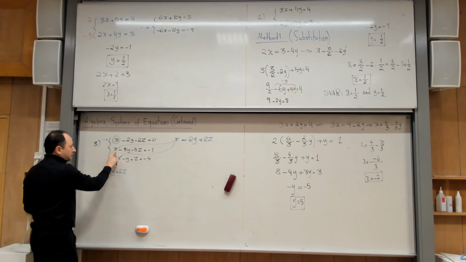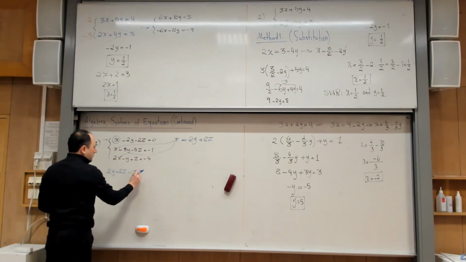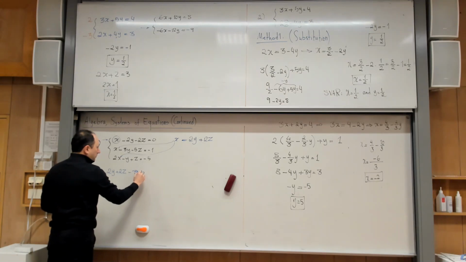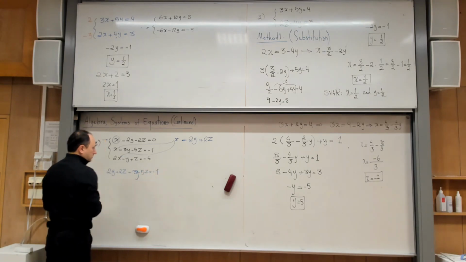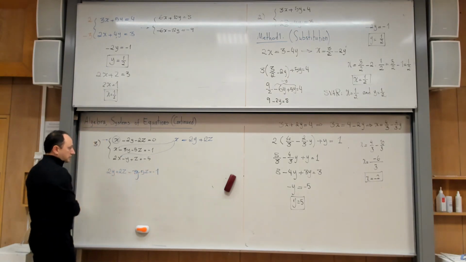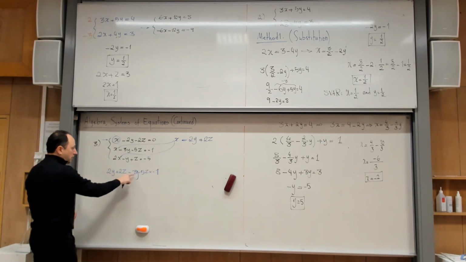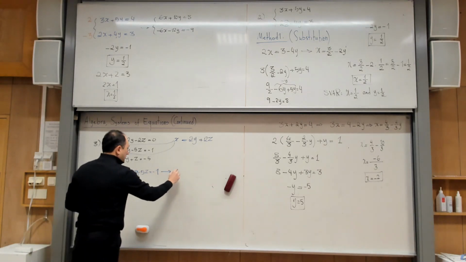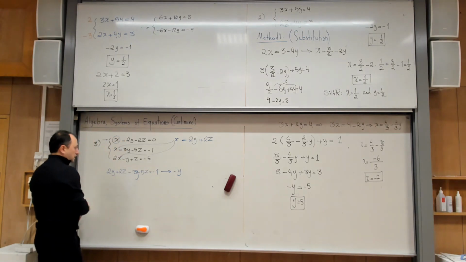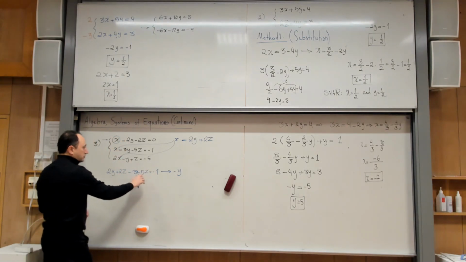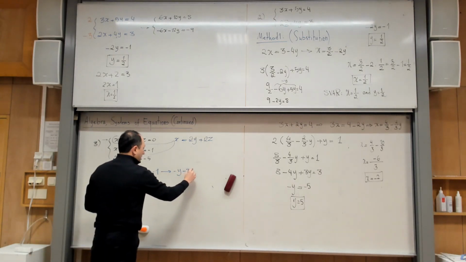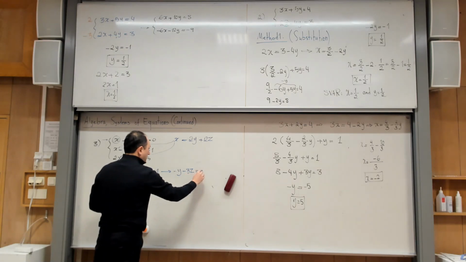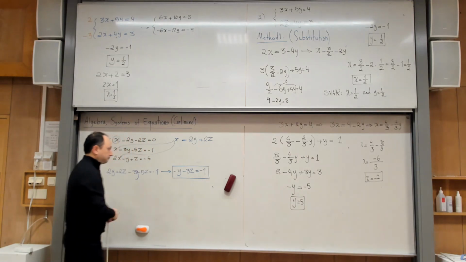And then after that is finished, I have minus 3y minus 5z equals minus 1. And I simplify this a little bit. So 2y minus 3y becomes what? Minus y. And 2z minus 5z is minus 3z. And it becomes minus 1. So I put it in a box for the future.